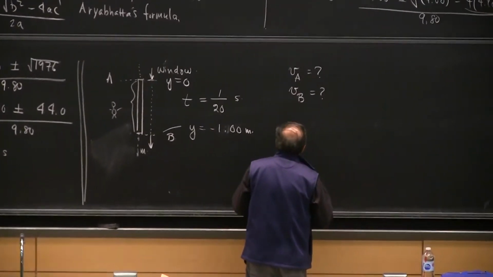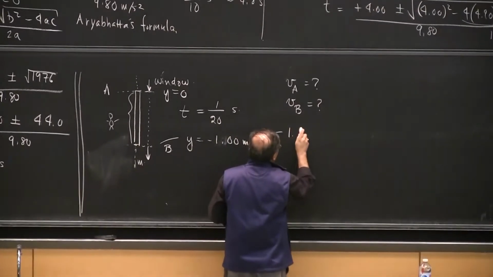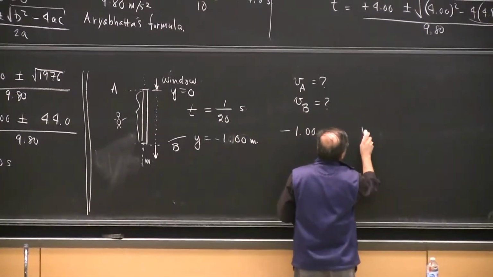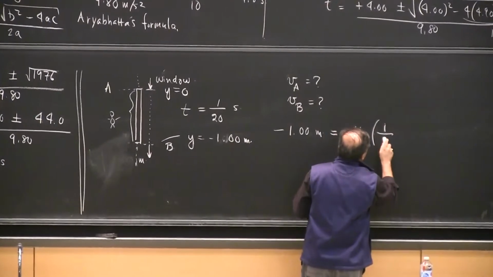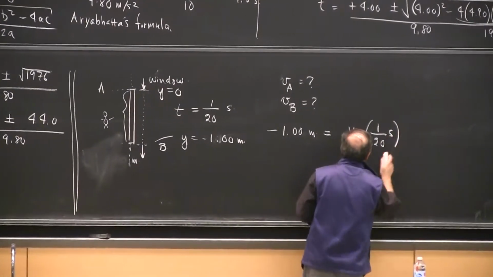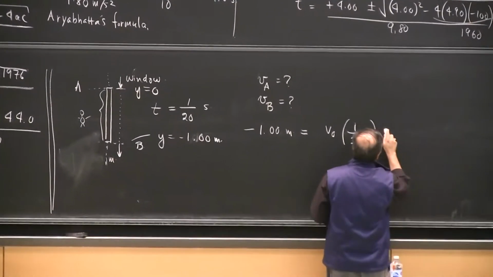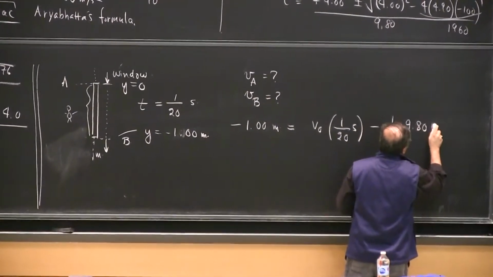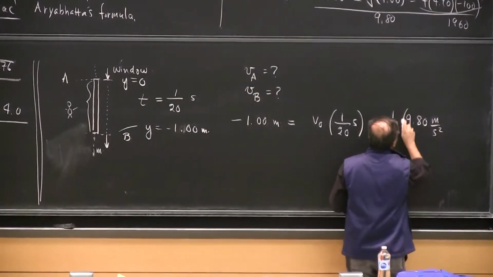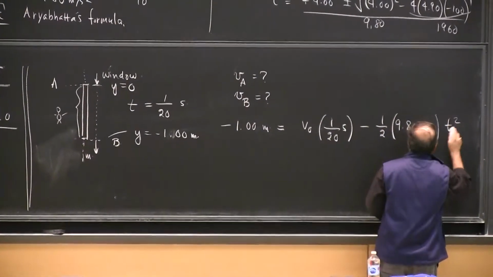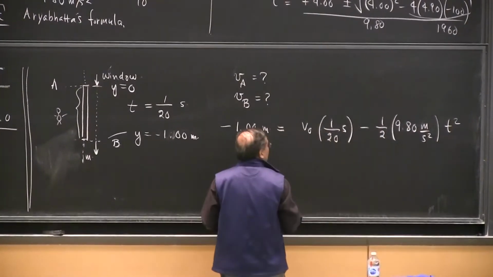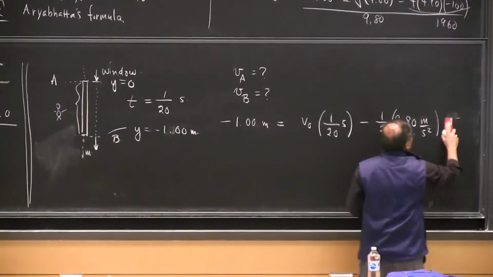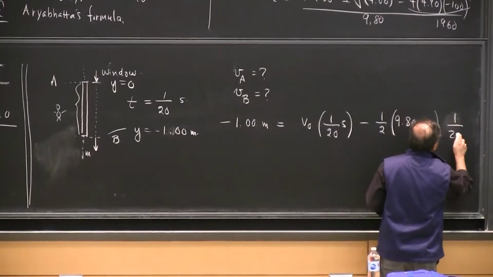So let us do the following. I will write y as 1.00 meters. I would write v0 times 1 over 20 seconds, because there is a v0t. Then I would write minus a half, 9.80 meters per second squared, times t squared. Again, it's a quadratic equation. Oh, this is not a quadratic equation. I already know t. I'm sorry, I'm confusing with a lot. This is 1 over 20 squared.